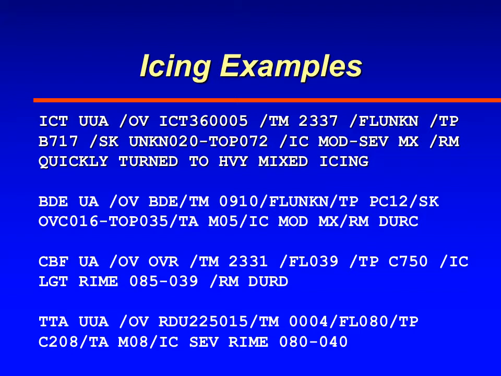Next report is from Council Bluffs at 3,900 MSL. Citation reporting light Rime from 8,500 down to 3,900 during the descent. And around the Raleigh-Durham VOR, about southwest of the Raleigh-Durham VOR, at 8,000, a Cessna 208 Caravan is reporting a temperature -8 and severe Rime ice from 8,000 down to 4,000.